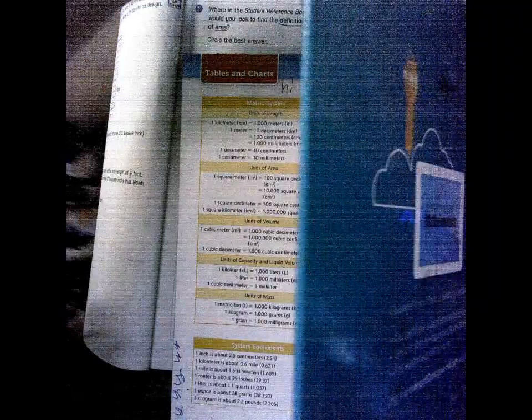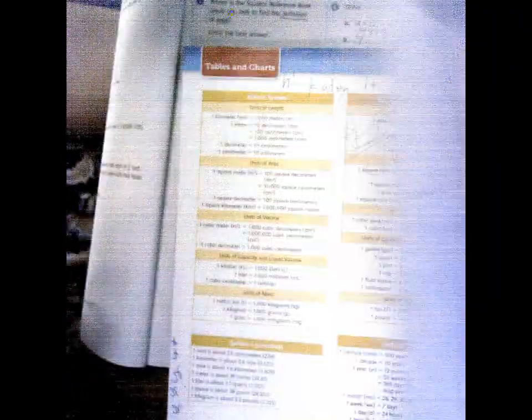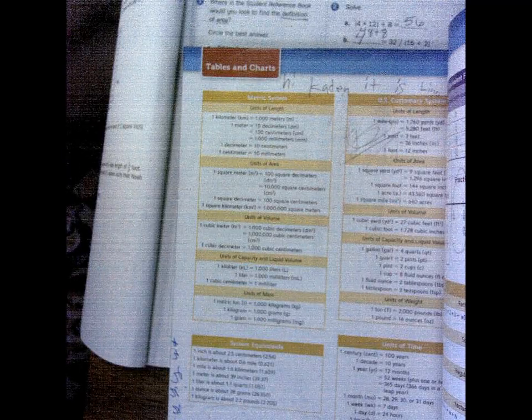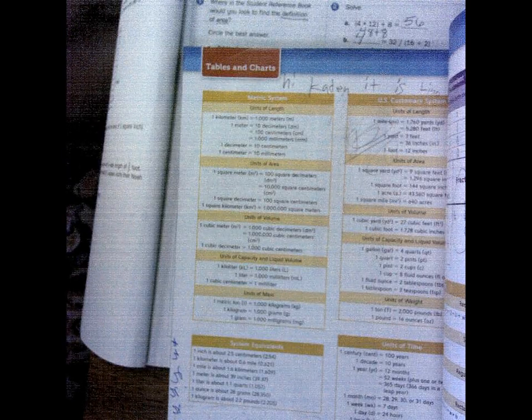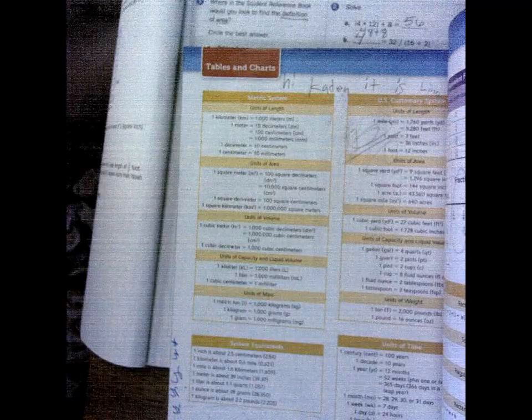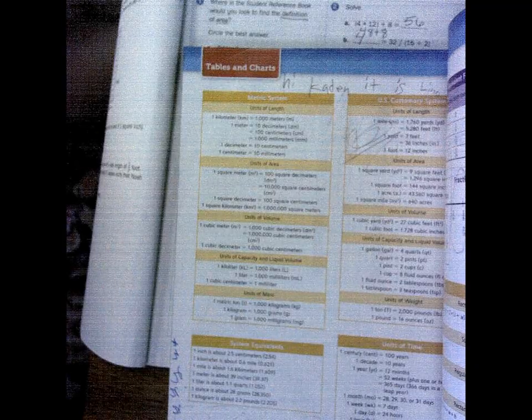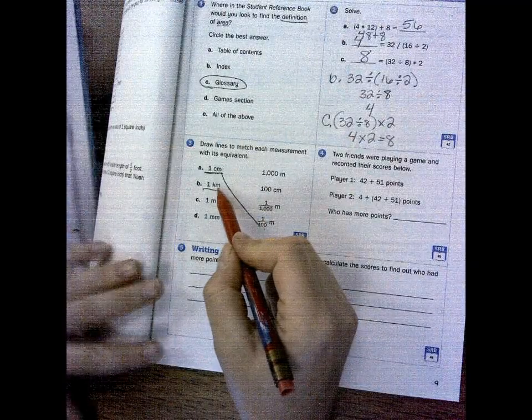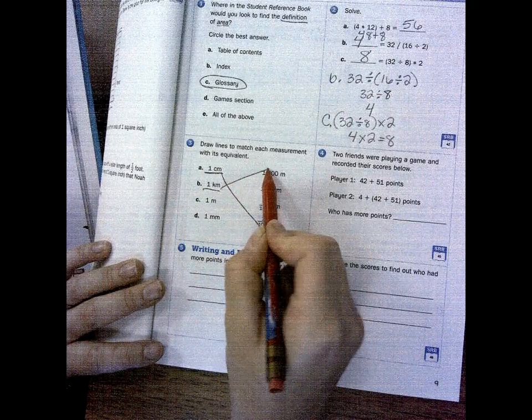When we think about the American system, that's kind of our biggest measurement would be a mile, and in the metric system, the biggest measurement of length is a kilometer. 1 kilometer is 1,000 meters. So let's see if we have that choice. We do. 1 kilometer is 1,000 meters.